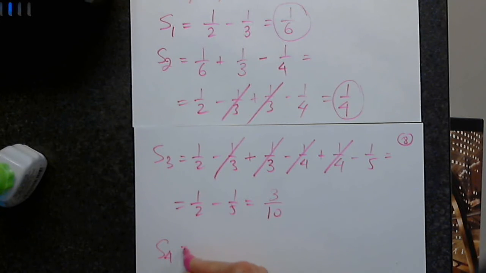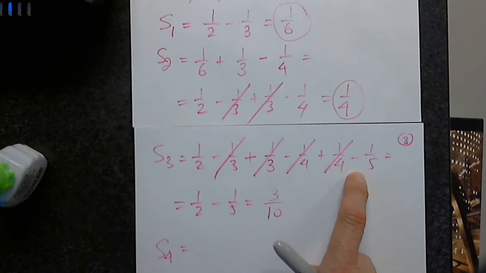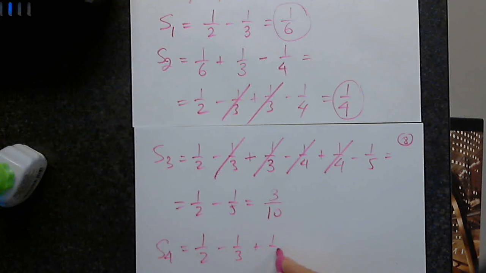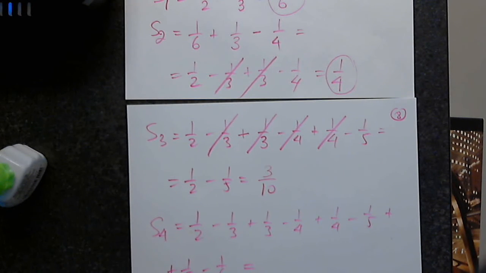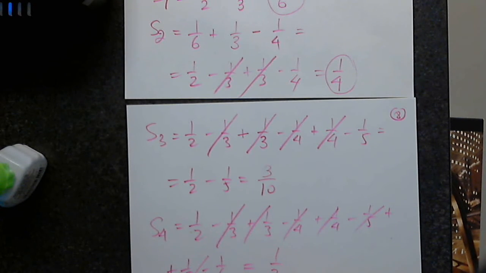With S4, I'm going to do the same thing. I'm going to copy A1, copy A2, copy A3, and add A4. 1/2 minus 1/3 plus 1/3 minus 1/4 plus 1/4 minus 1/5 plus 1/5 minus 1/6. A1, A2, A3, A4. The sum of the first 4 terms of the sequence. So this is 1/2 minus 1/6, which is 3 minus 1, 2 over 6, or 1/3.